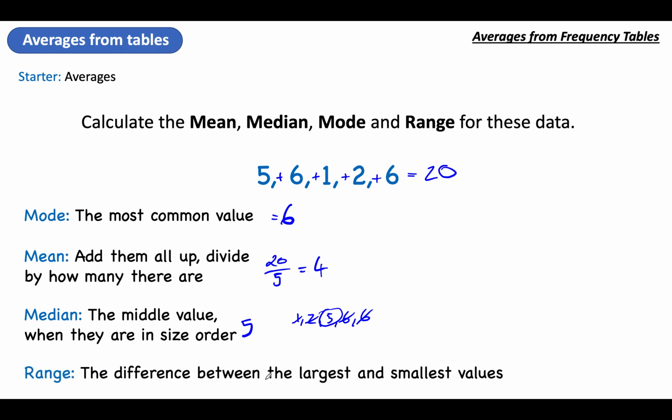And then the range. Now, the range isn't an average. The top three are averages. The range is just how spread out the data is. So you do the biggest value, which is 6, take away the smallest value, which in this case is 1, which means my range is 5. It just tells me how spread out everything is. Okay, hopefully that's a good reminder.